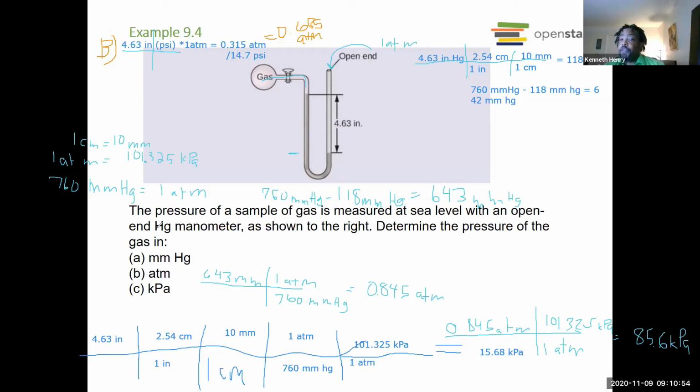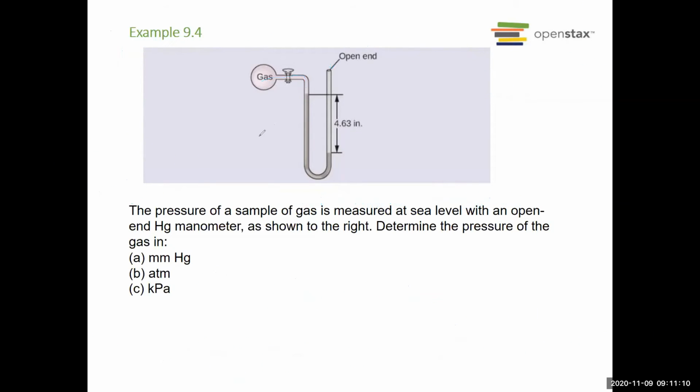We want to make sure that we understand the difference between a closed-ended and an open-ended manometer, because they're going to give you two different readings on how you do the calculations. Can I erase? Are we good?